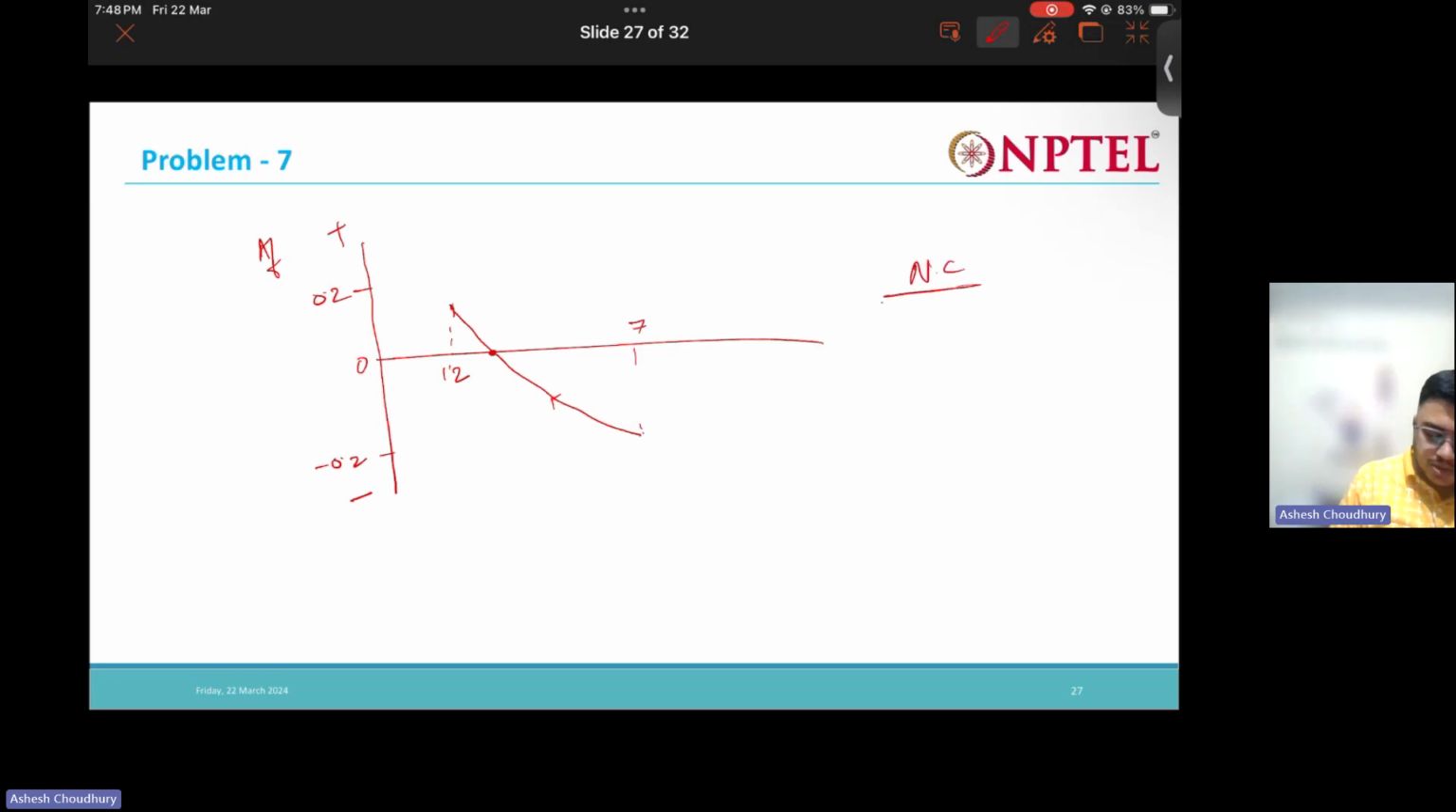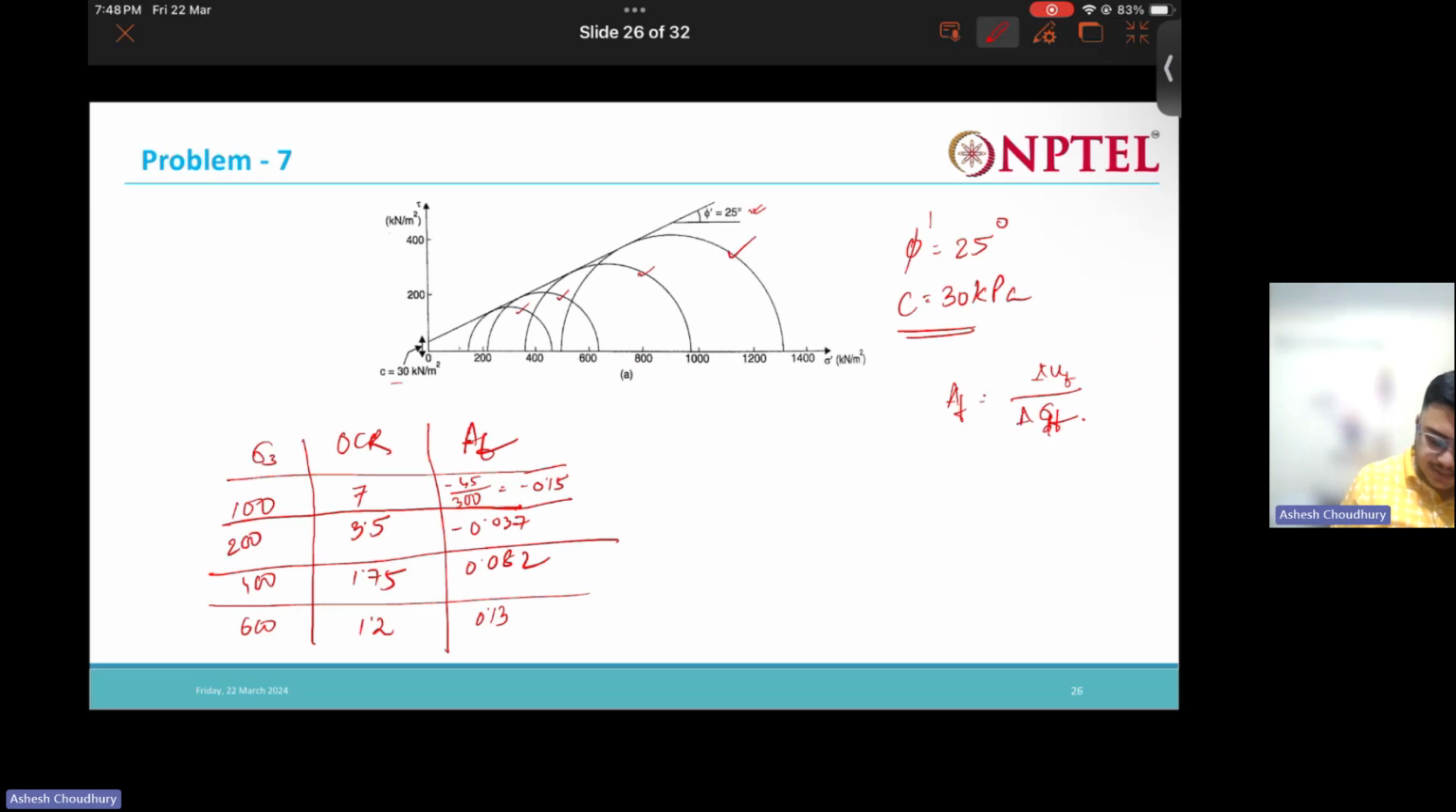So for normally consolidated, A is between 0.5 to 1, and for over consolidated 0.5 to 0, sorry, to 0. So at these stages it's neither fully over consolidated, neither fully normally consolidated, it's something in between normally consolidated and over consolidated.